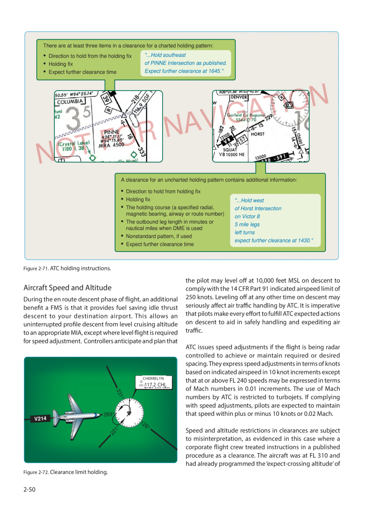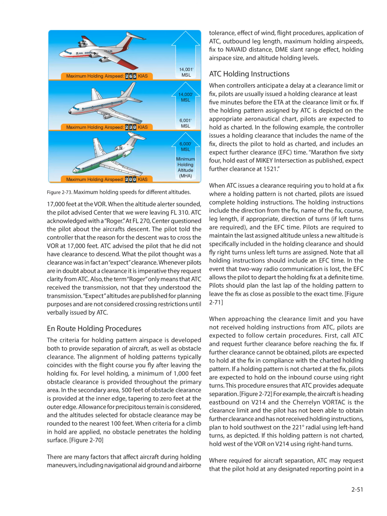The aircraft was at FL 310, and had already programmed the expected crossing altitude of 17,000 feet at the VOR. When the altitude alerter sounded, the pilot advised center that they were leaving FL 310. ATC acknowledged with a Roger. At FL 270, center questioned the pilot about the aircraft's descent. The pilot told the controller that the reason for the descent was to cross the VOR at 17,000 feet.